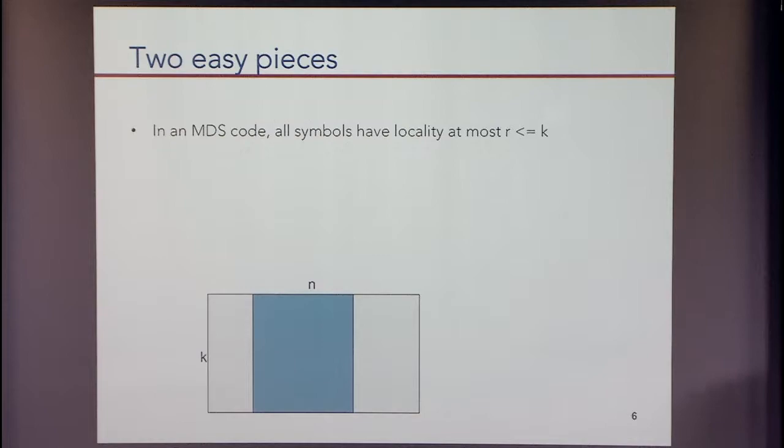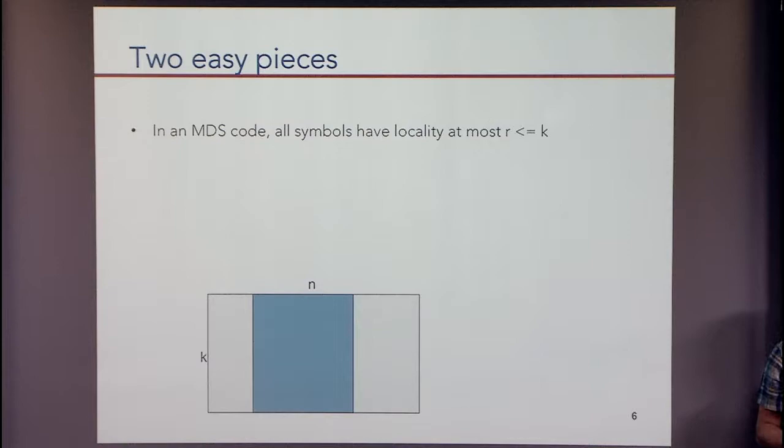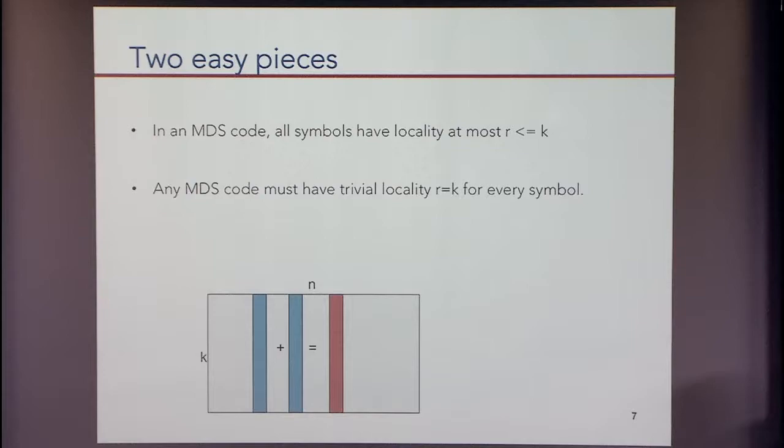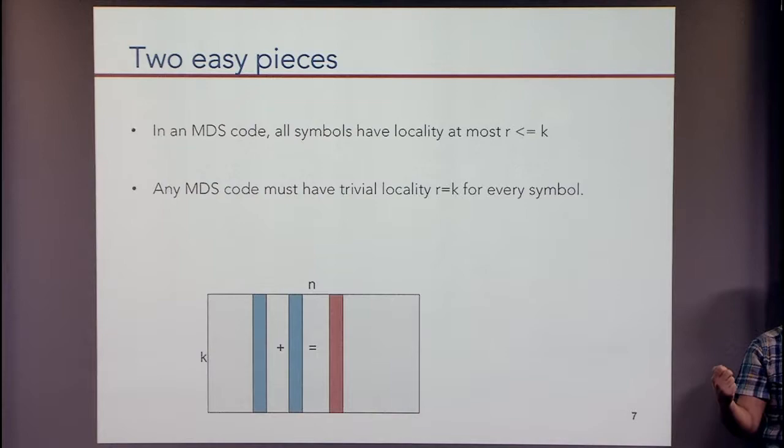So let's start with two easy pieces. First one, in an MDS code, all the symbols have locality at most k. That's trivial because in an MDS code, k symbols give you everything. So if you read any k, you can reconstruct any one. It's a trivial statement. Now this is also very simple. An MDS code must have trivial locality for every symbol. I claim that if you have any smaller locality, you lose MDS. How do I prove that?